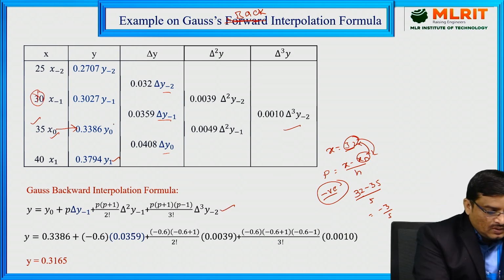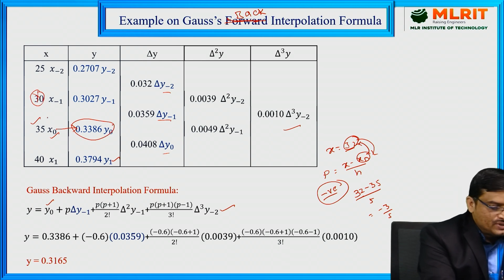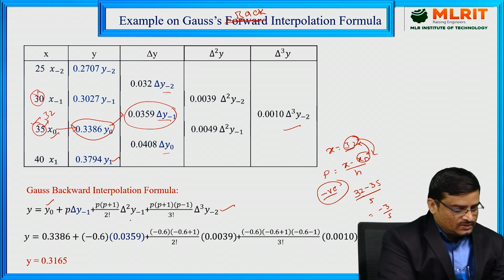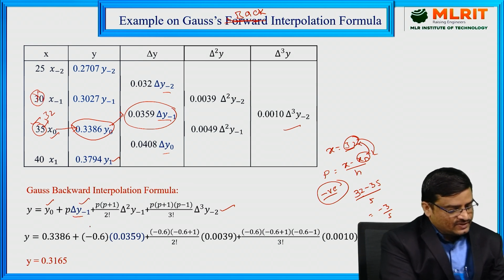So now we are at this point y naught. So the first term is y naught. Our x value is 32, so it lies between 30 and 35. That means we are at this 35 value, and if we want to move towards 32, we have to move in the upward direction. So from y naught, move upward in the next column. This is our delta y suffix minus 1, so that's why we have taken delta y suffix minus 1.